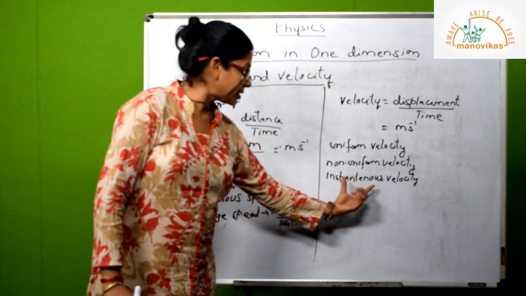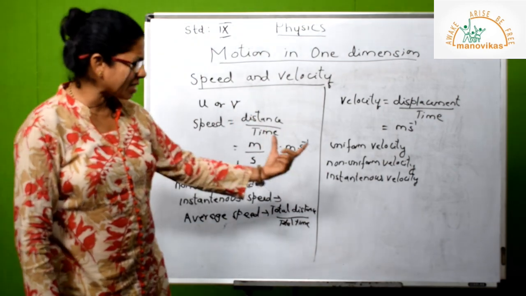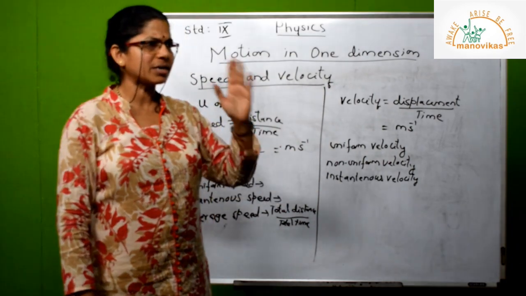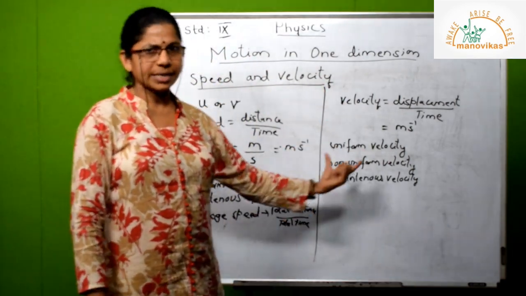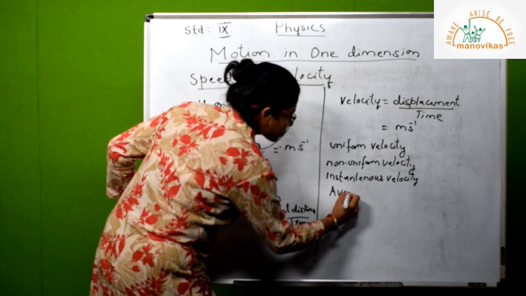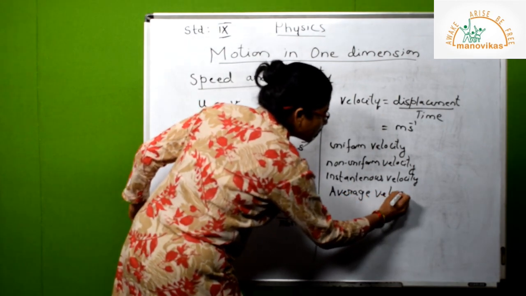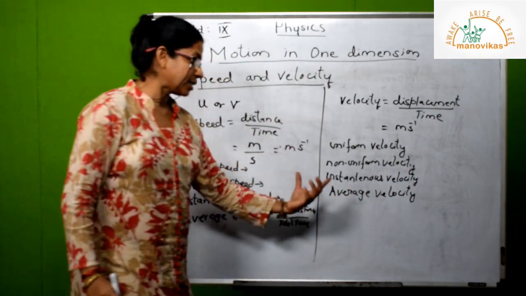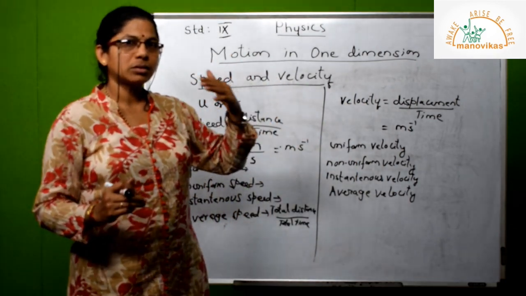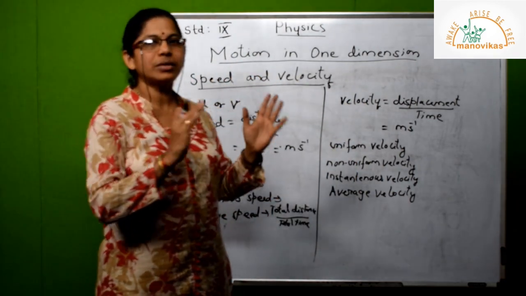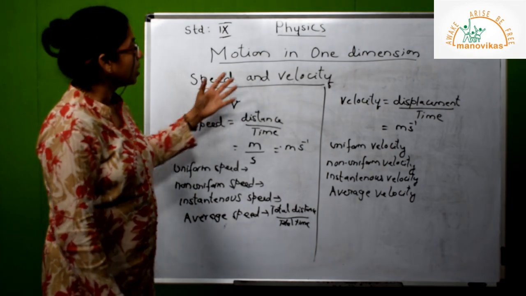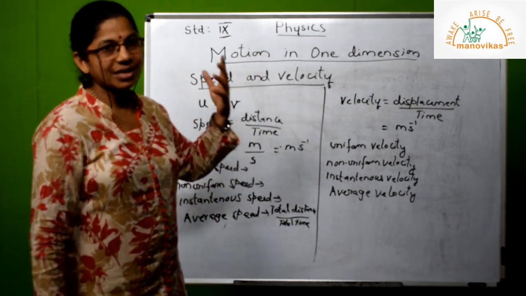Okay, next is instantaneous velocity. Instantaneous velocity is nothing but the velocity of the moving vehicle at a particular instant when it is moving in a particular direction. And towards the end it is average velocity. Average velocity is the ratio of total displacement and total time taken to complete the journey. It's called average velocity. Okay, so the last concept here is about acceleration.